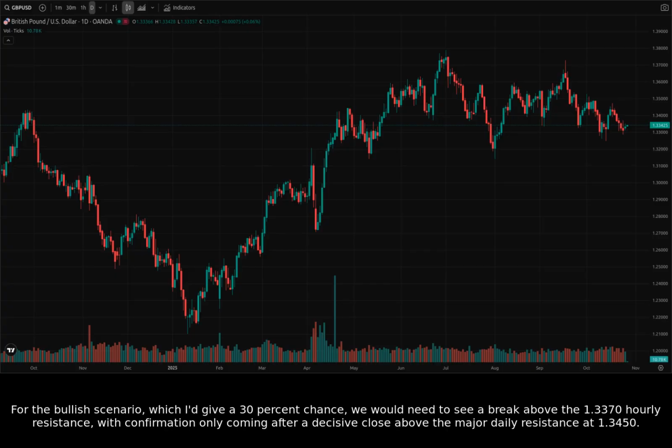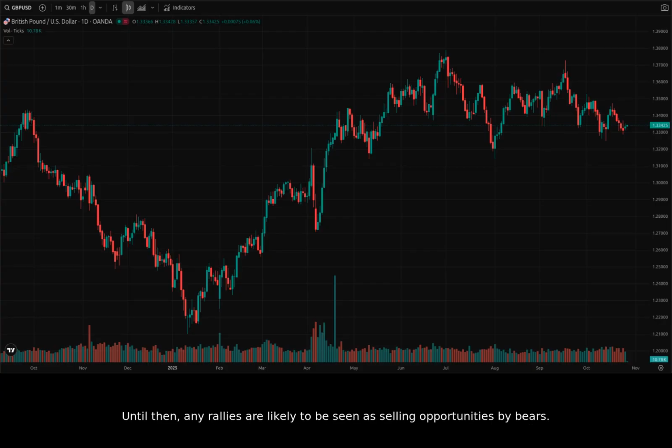For the bullish scenario, which I'd give a 30% chance, we would need to see a break above the 1.3370 hourly resistance, with confirmation only coming after a decisive close above the major daily resistance at 1.3450. Until then, any rallies are likely to be seen as selling opportunities by bears.